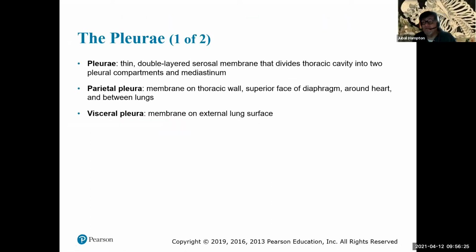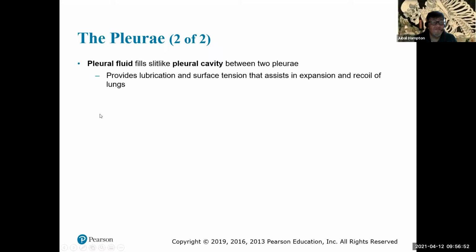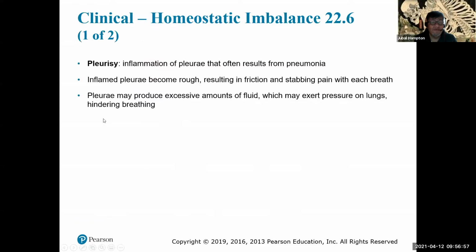Oh, I forgot to mention the vocal cords are innervated, and this was on the chart that I gave you as well. But the vocal cords are innervated by the vagus nerve, cranial nerve number 10. And this just goes through the pleura, the membranes, the pleural fluid, and mentions pleurisy here.